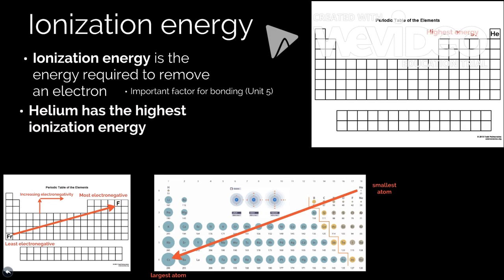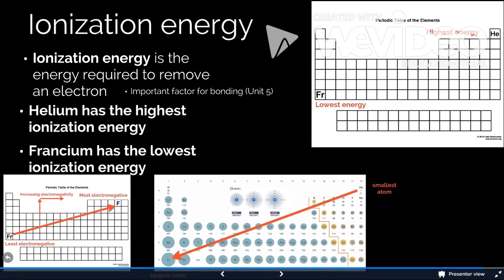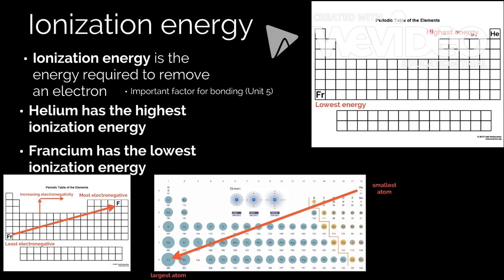So for this reason, helium will have the highest ionization energy. And so remember, helium is over here in the top right. It has the smallest atom and the least number of energy levels. So that's why it's very easy for its nucleus to hold on to the electrons. Whereas if you compare it with francium, then it has the lowest energy required to take away an electron, because francium is even bigger than the cesium atom on my graphic. So those valence electrons are very far away from the nucleus, so it's very easy to take them away.